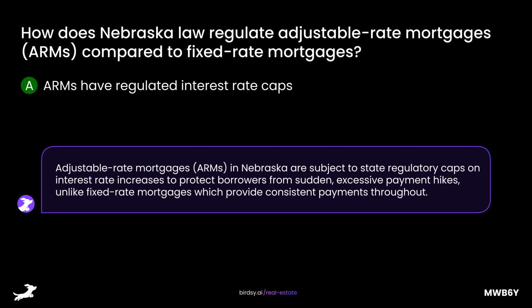Adjustable rate mortgages in Nebraska are subject to state regulatory caps on interest rate increases to protect borrowers from sudden, excessive payment hikes, unlike fixed rate mortgages, which provide consistent payments throughout.